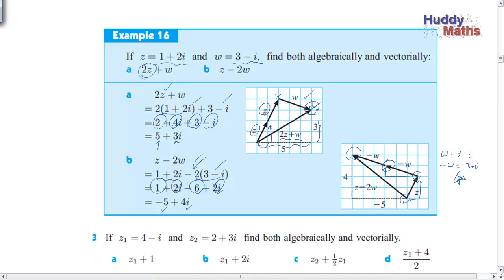So Z take 2W is this vector here. The sum of the displacements of this point, Z, and then 2W. Okay, so overall, what have we done in terms of the Argand diagram? We've moved effectively negative 5 in the real direction and plus 4i in the imaginary direction. There it is there. Okay, so they should be consistent.